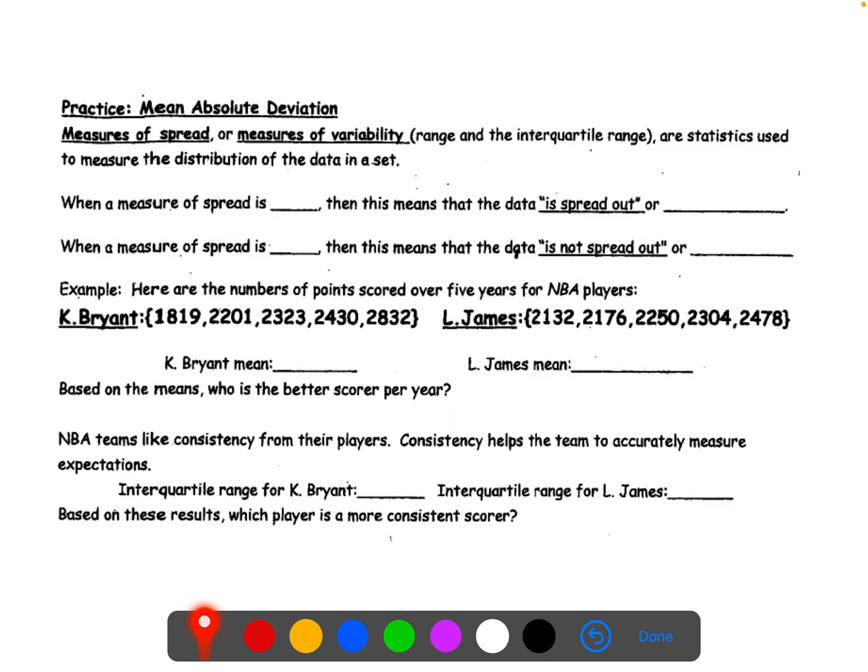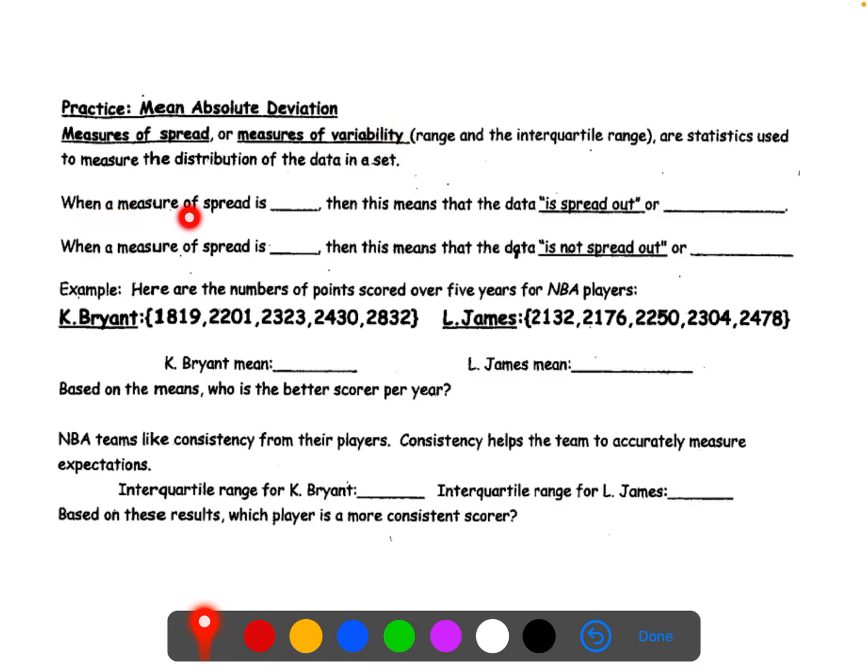So it says the measure of spread or the measure of variability, something we talked about yesterday, range and the interquartile range are statistics used to measure the distribution of the data in a set. This is just a fancy way of saying what we've already talked about.